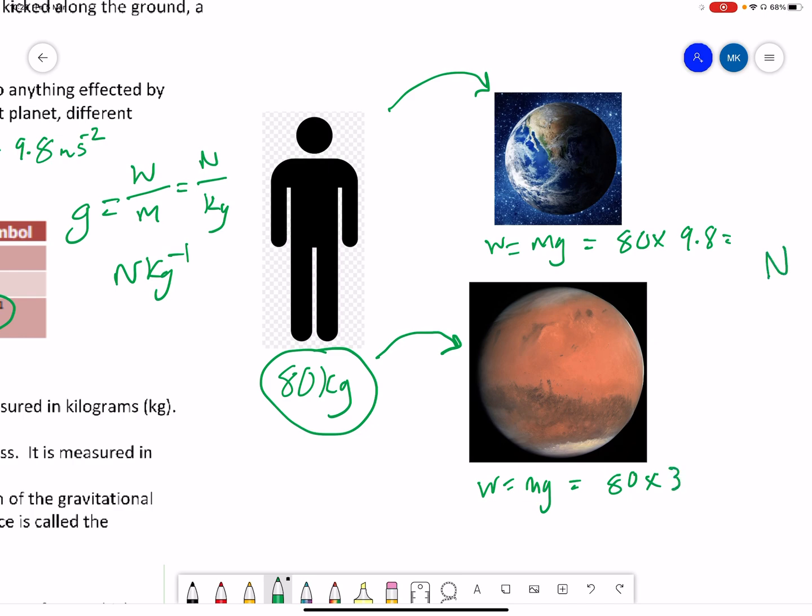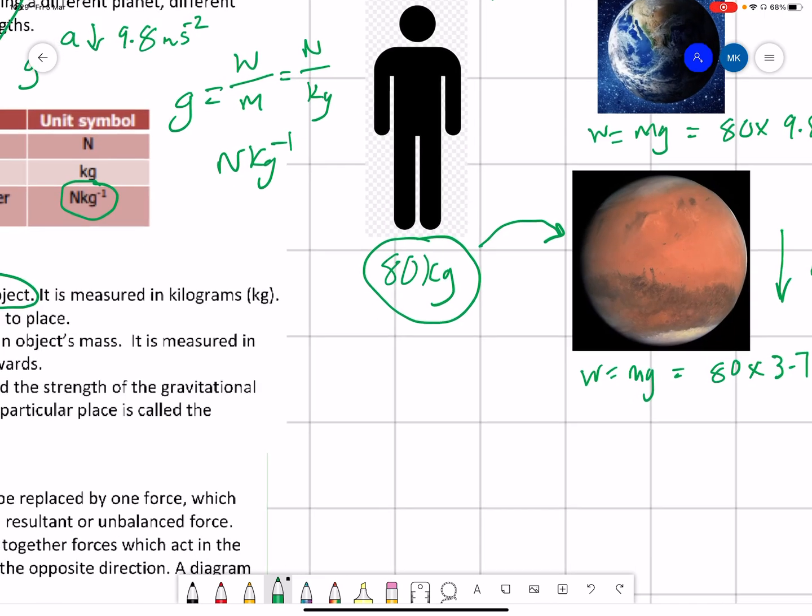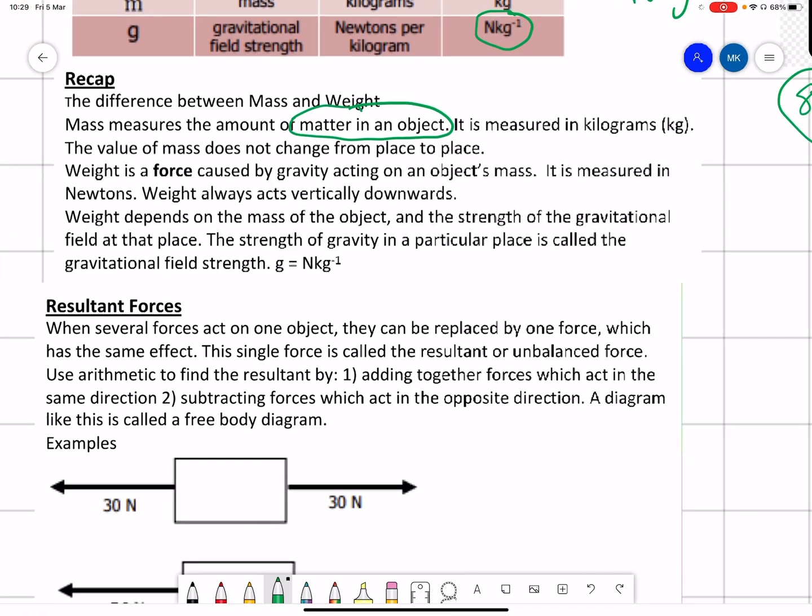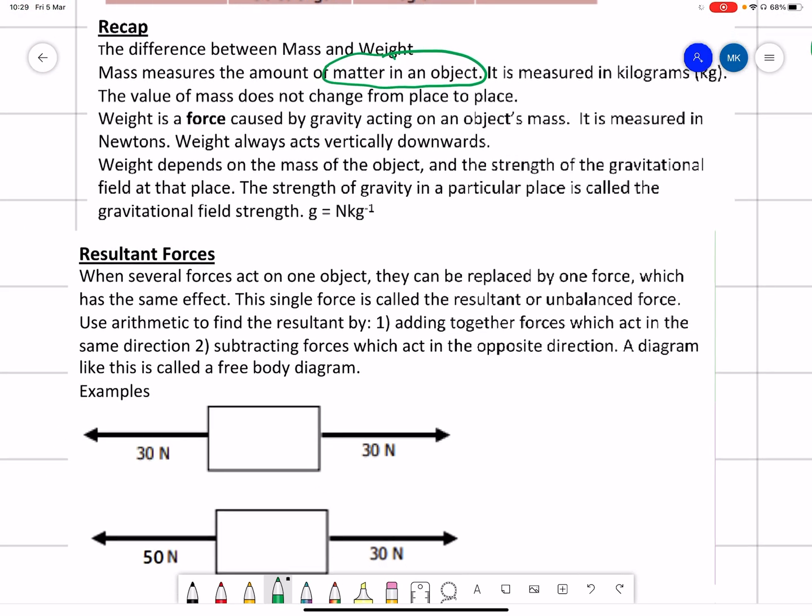And on Mars, the gravity is 3.7. You see your weight is a lot lower on Mars because the gravity is a lot lower, nearly a third lower. So that recaps mass and weight.